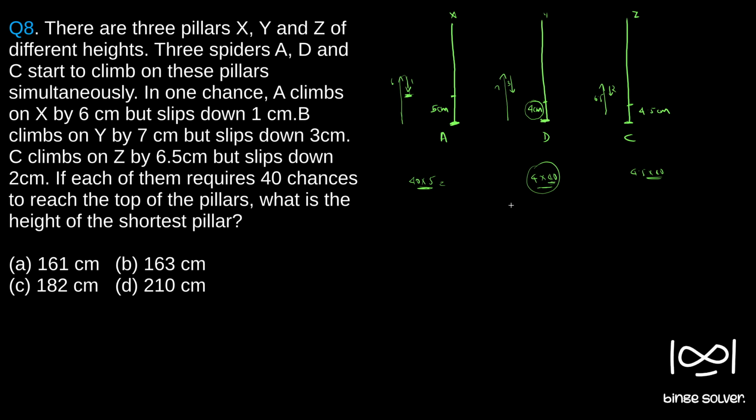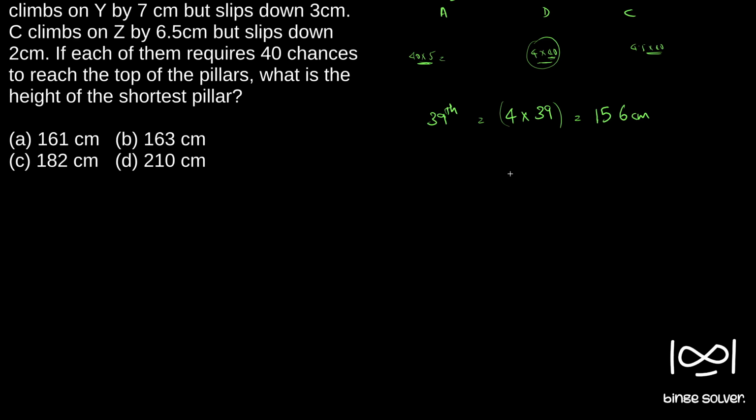That is not the answer. So the reason is, say after 39 steps, how much distance has the spider reached? Effectively 4 into 39 centimeters. So 4 into 39 is 36, 3, 12, 4 into 3 is 12, plus 3, 156 centimeters it has covered. So that spider has covered 156 centimeters.